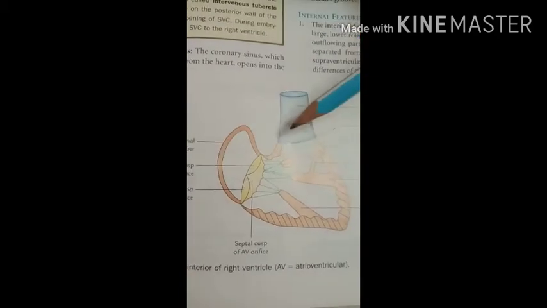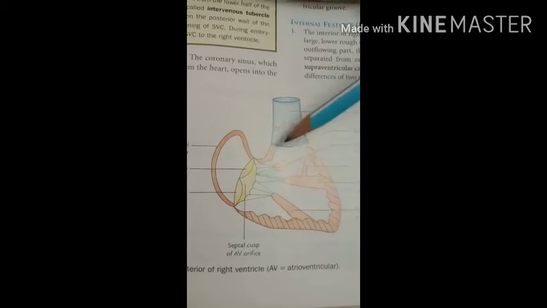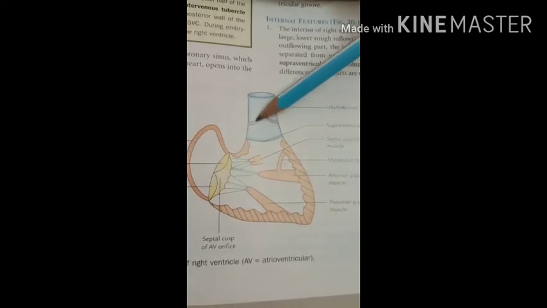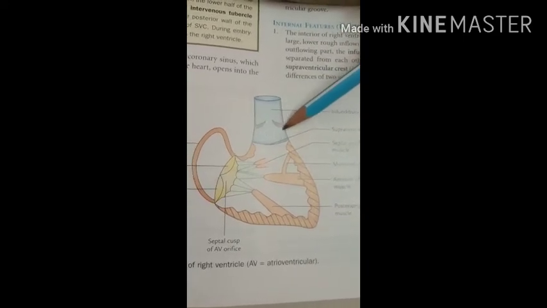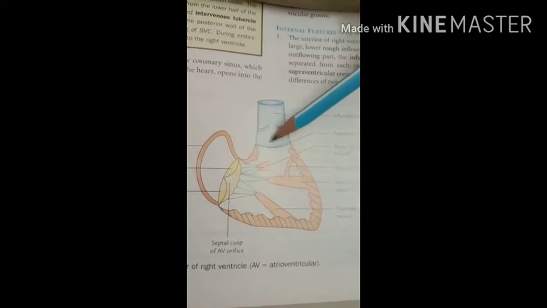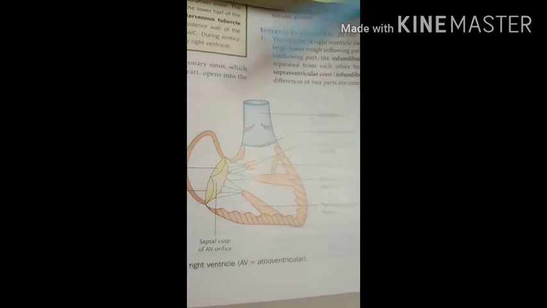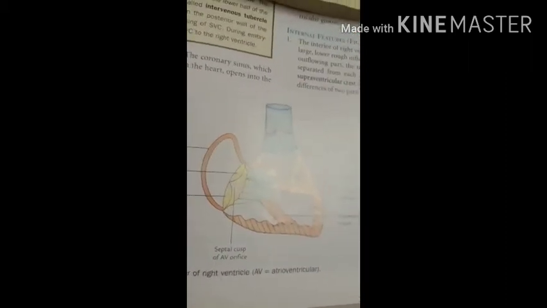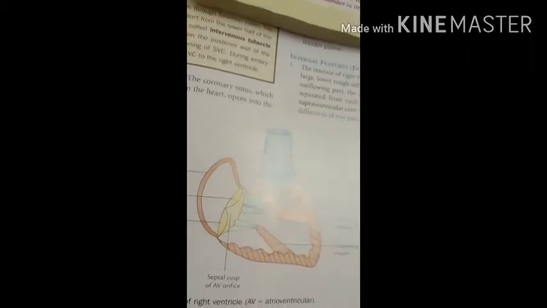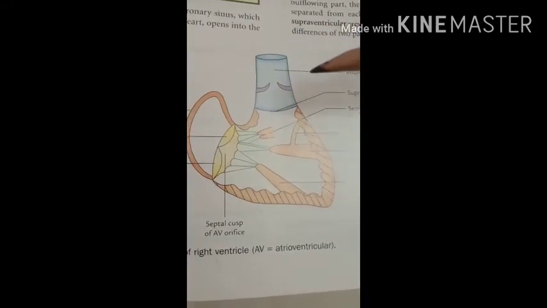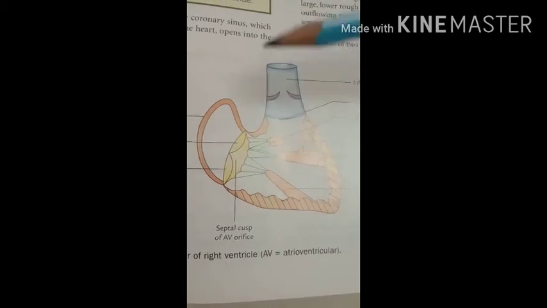Okay? Then these two parts are separated by a muscular ridge. Here you can see the muscular ridge. This muscular ridge is called the supraventricular crest, or the infundibuloventricular crest. Here you can see the supraventricular crest, this one. Then we have to see the details of the structure of the right ventricle, the interior or internal features of the right ventricle.